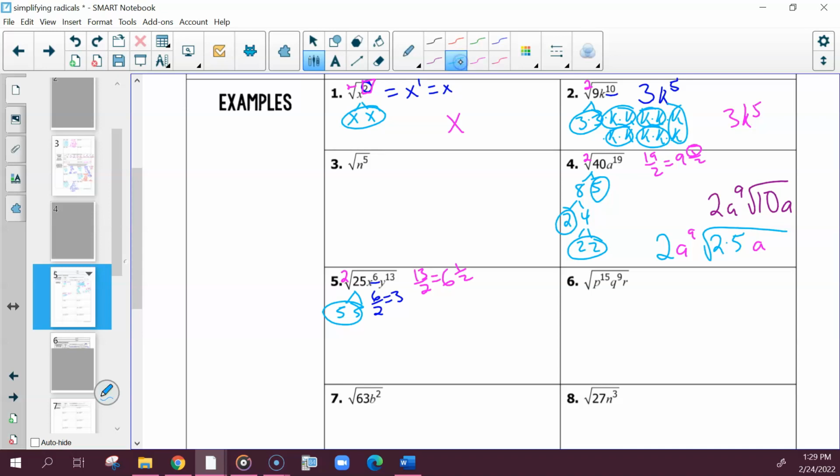So putting all of that together, we would have 5 come out, 3 x's come out, and then we would have 6 y's, but there would still be 1 left underneath this square root. Now, could I have written everything out using factor form? So x times x times x.